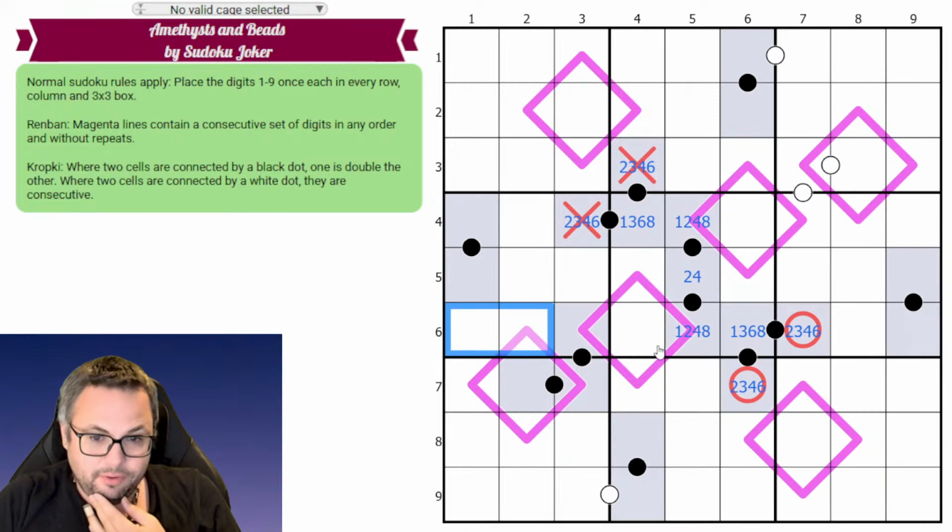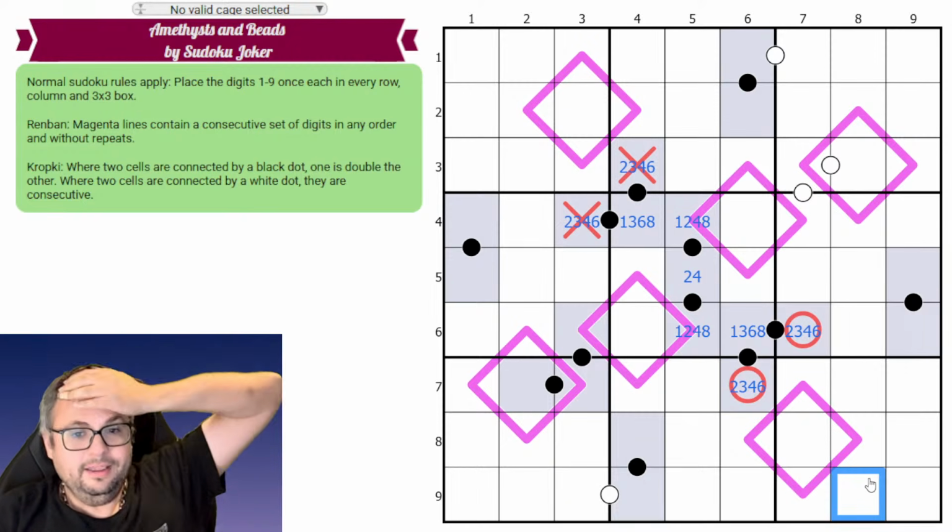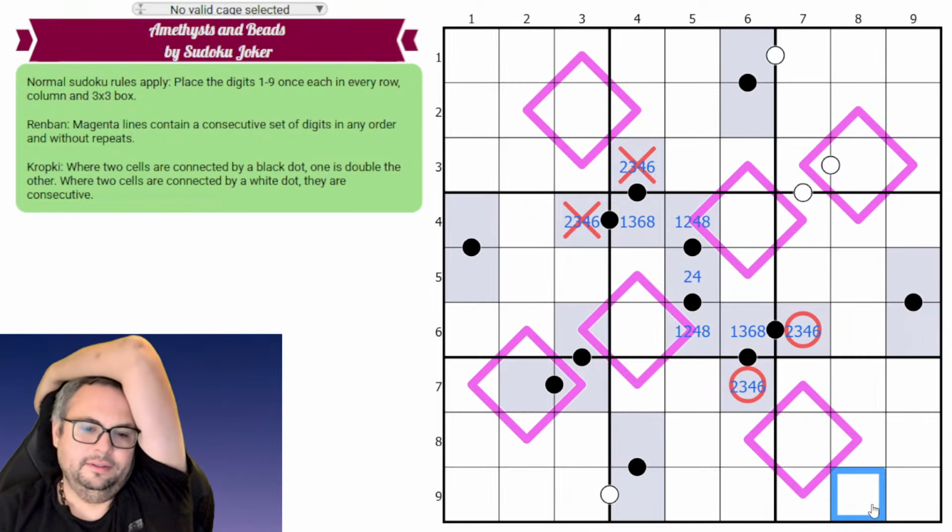Okay, we also have one of these places where there's like 3 5, 7, 9s in these 4 cells. Is pretty interesting. But not quite there.